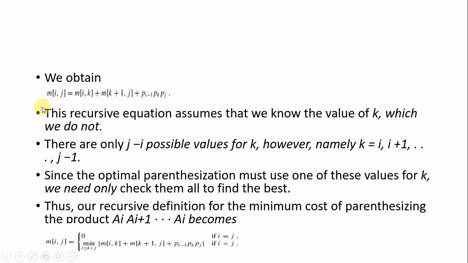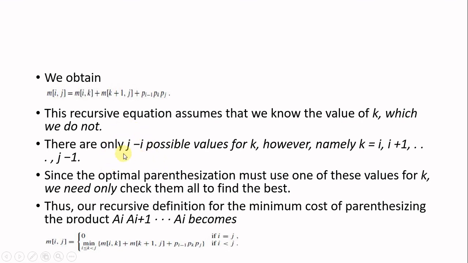This recursive equation assumes that we know the value of k, but we do not know the value of k. But we can say the range of values for k. There are only j minus i possible values for k, because k is in between i less than or equal to k less than j. So k is equal to i, i plus 1, etc., up to j minus 1. So there will be j minus i possible values for k.